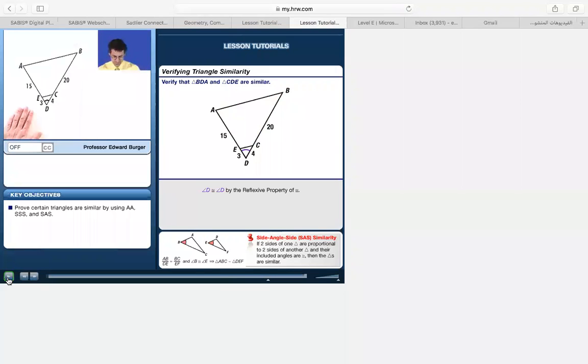If we're going to prove that 3 over 15 will be equal to 4 over 20, and we have a common angle here, D, then the two triangles are similar. So let's compare sides. The big is to the small here. This is 15 and this is 3, so the total is 18. So 18 is to the small 3. Well, that works out to be 6.